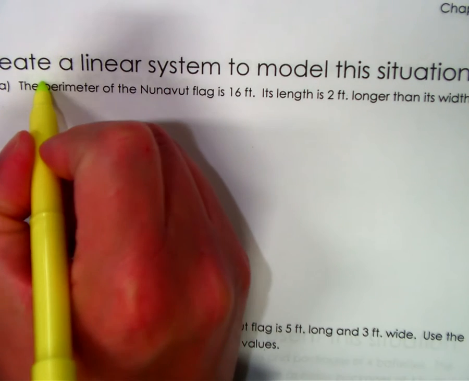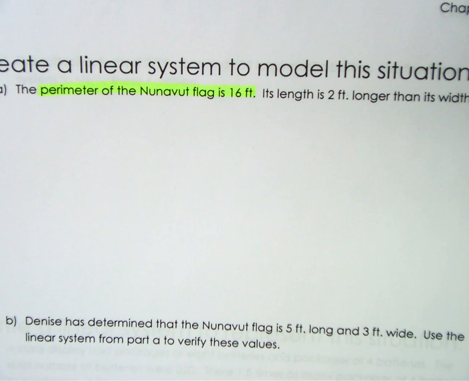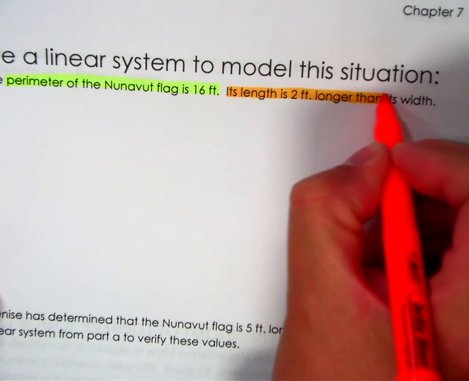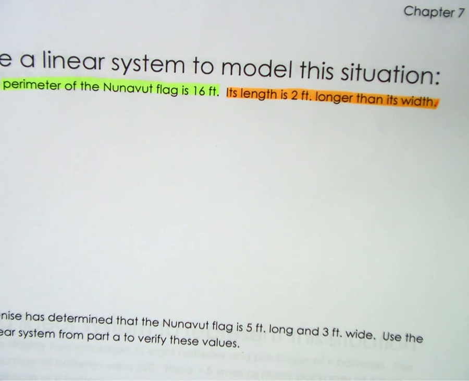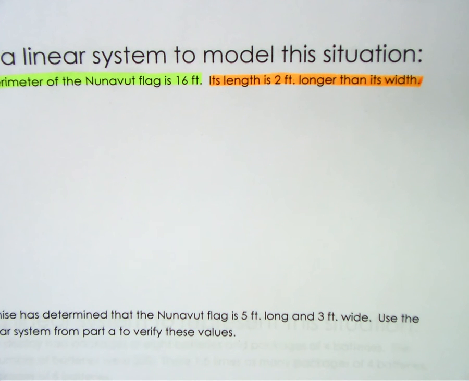So, two pieces of information. The perimeter of the Nunavut flag is 16 feet. And the length is 2 feet longer than its width. So we have two different sets of information to create our two different equations. And like I said, usually they're separated by a sentence. That's not always true, but most times it is. So let's create our first equation.